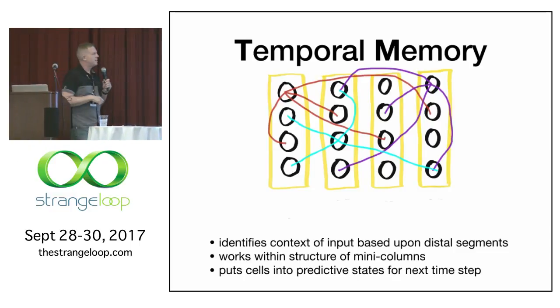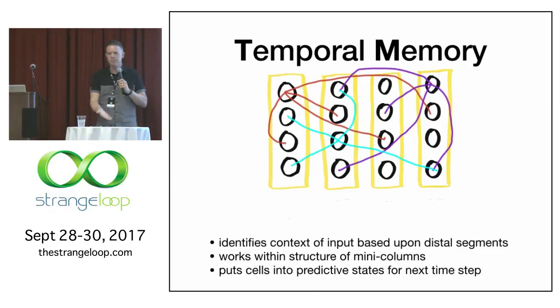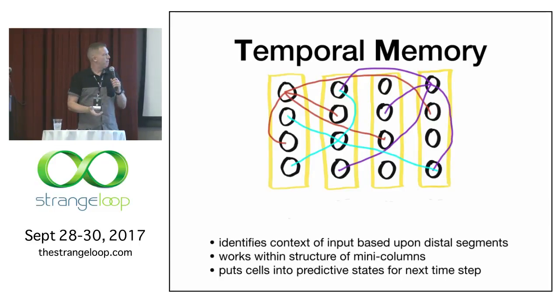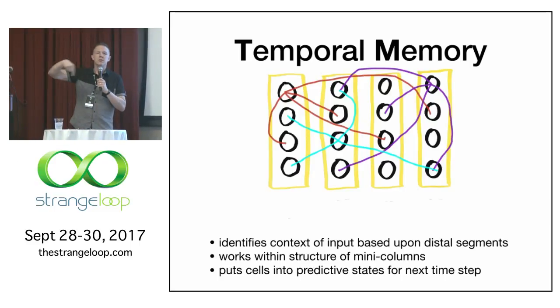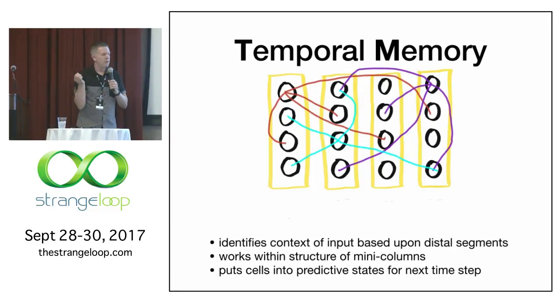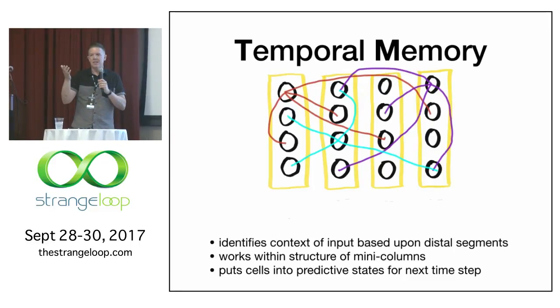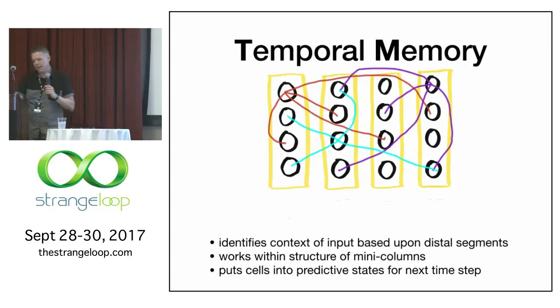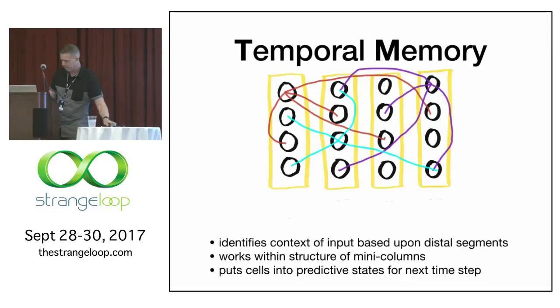It identifies the context of each input that we get based upon the state of the distal dendrites, or the distal connections that the pyramidal neuron has. And it works entirely within the structure of the mini columns that we've just activated. And it will put the cells into a predictive state if necessary. So I have to show you an animation of this.